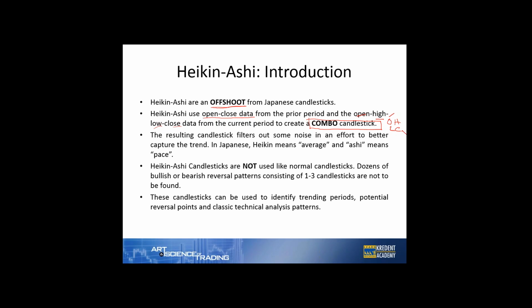It's a Japanese word, and Heikin essentially means average, and Ashi means pace. So what a Heikin-Ashi candlestick does is essentially average out the pace at which the prices are moving up or down. So it gives a much smoother, clearer, cleaner picture of the underlying trend.